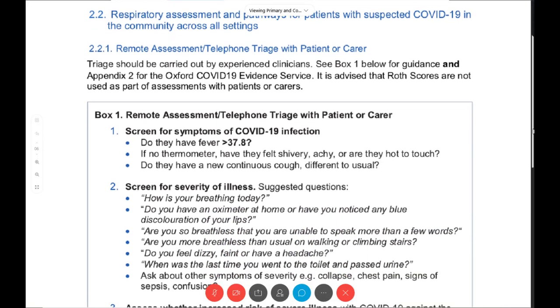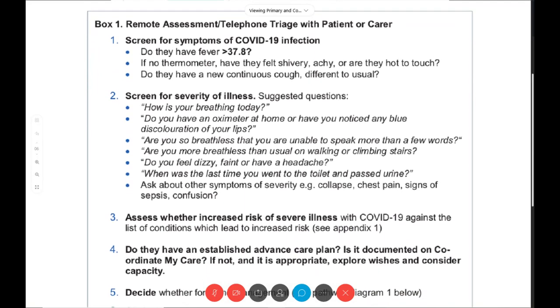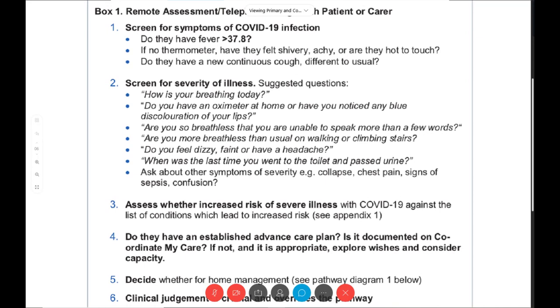So screening for severity of illness, there are a variety of questions, and these are all based on the Oxford CEBM questions. So it's asking about how their breathing is today. You should be able to observe whether they're so breathless that they cannot complete sentences. That is probably one of the most sensitive ways of detecting how severe a patient is.